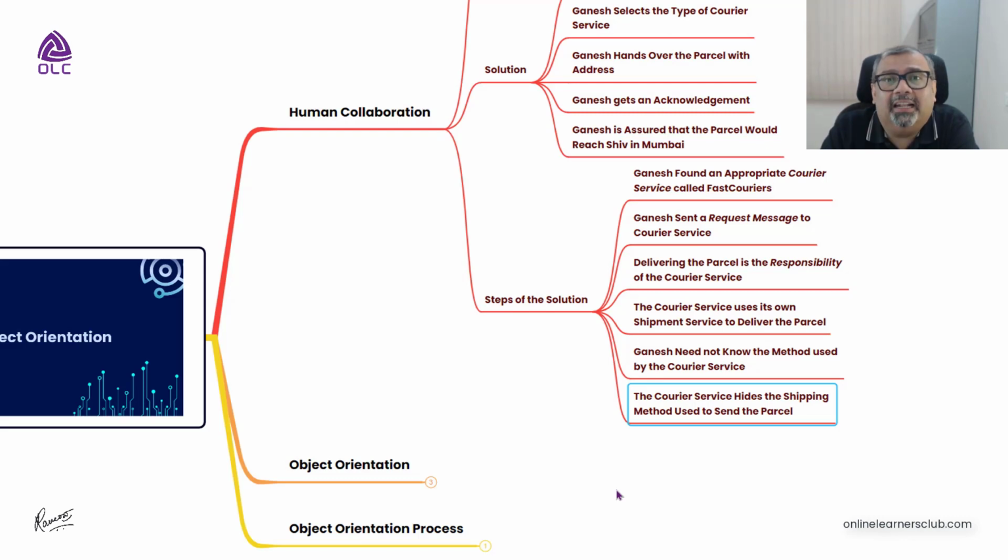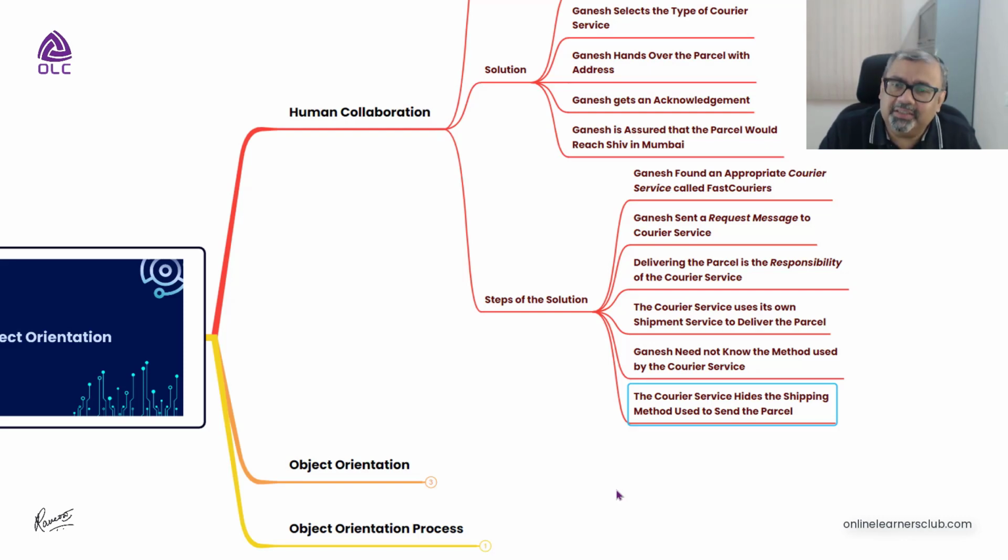We are trying to bring in that one object, when it sends a message to another object, and the other object has the responsibility, the object which sent the message need not really bother about how it is being implemented. So that's a simple example. And the courier service hides the shipping method used to send the parcel. So that's a very simple mechanism of the human collaboration that we see, right?